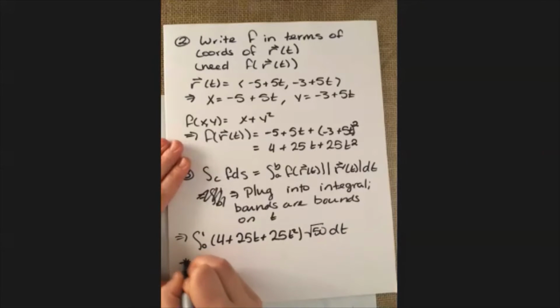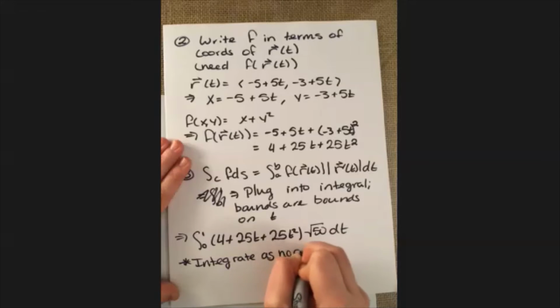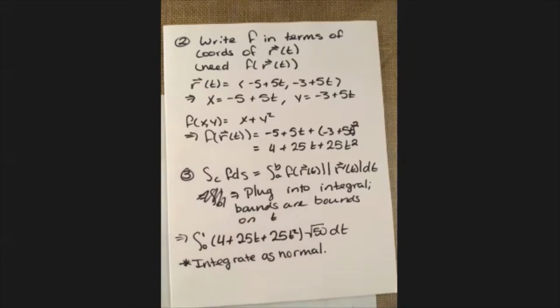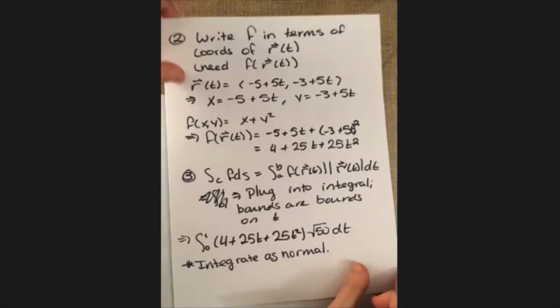And now you can integrate as normal to complete the problem. That's pretty much all there is to it. I'll leave the integration part to you, but that really isn't too bad. It's just a polynomial scaled by root 50. So it's quite a bit nicer to work with than this original setup for sure. All right. Let's look at another example.